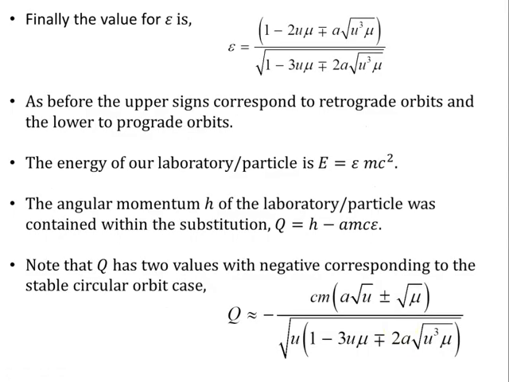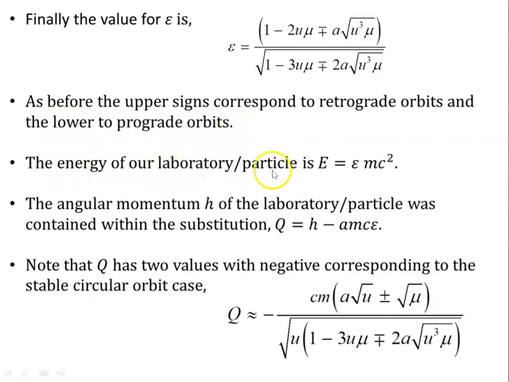Next bit. Finally, the value for epsilon is just the square root of that. Gives us this object here. As before, the upper signs correspond to retrograde orbits and the lower to prograde orbits.